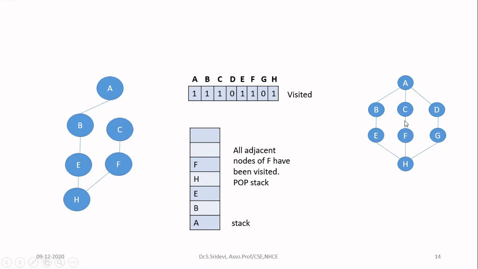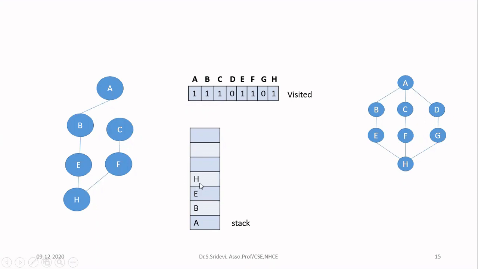F is having two neighbors, C and H. Now check whether they have been visited or not. C is visited and H is also visited. So both are visited. That means from F, you cannot proceed further because all the neighbors of F have been visited already. So what you have to do, pop F from the stack again. So I'm going to pop F. So once I pop F, I have H on the top of the stack.